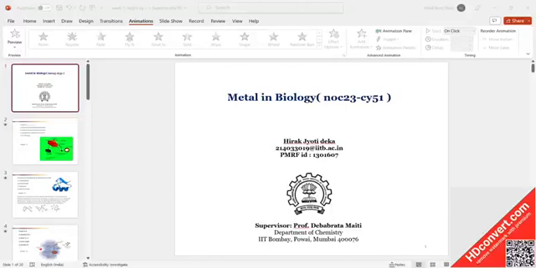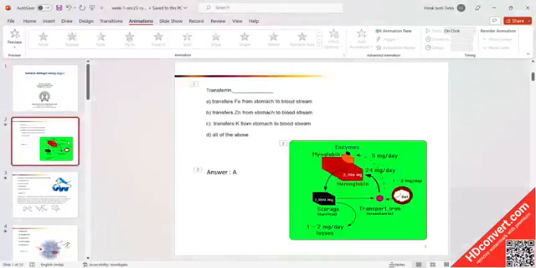Okay, so most of the guys are telling it says answer A. Okay, so yes, the correct answer is option A, which is basically iron.